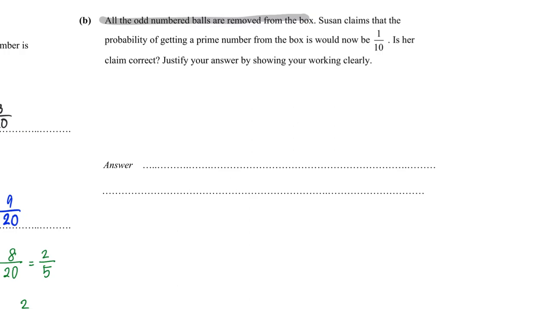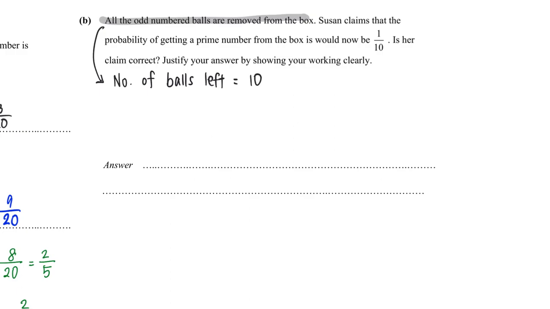So the very first thing is, this line basically means that 10 balls will be removed, because from 1 to 20 there are 10 even and 10 odd. So the number of balls left equals 10.